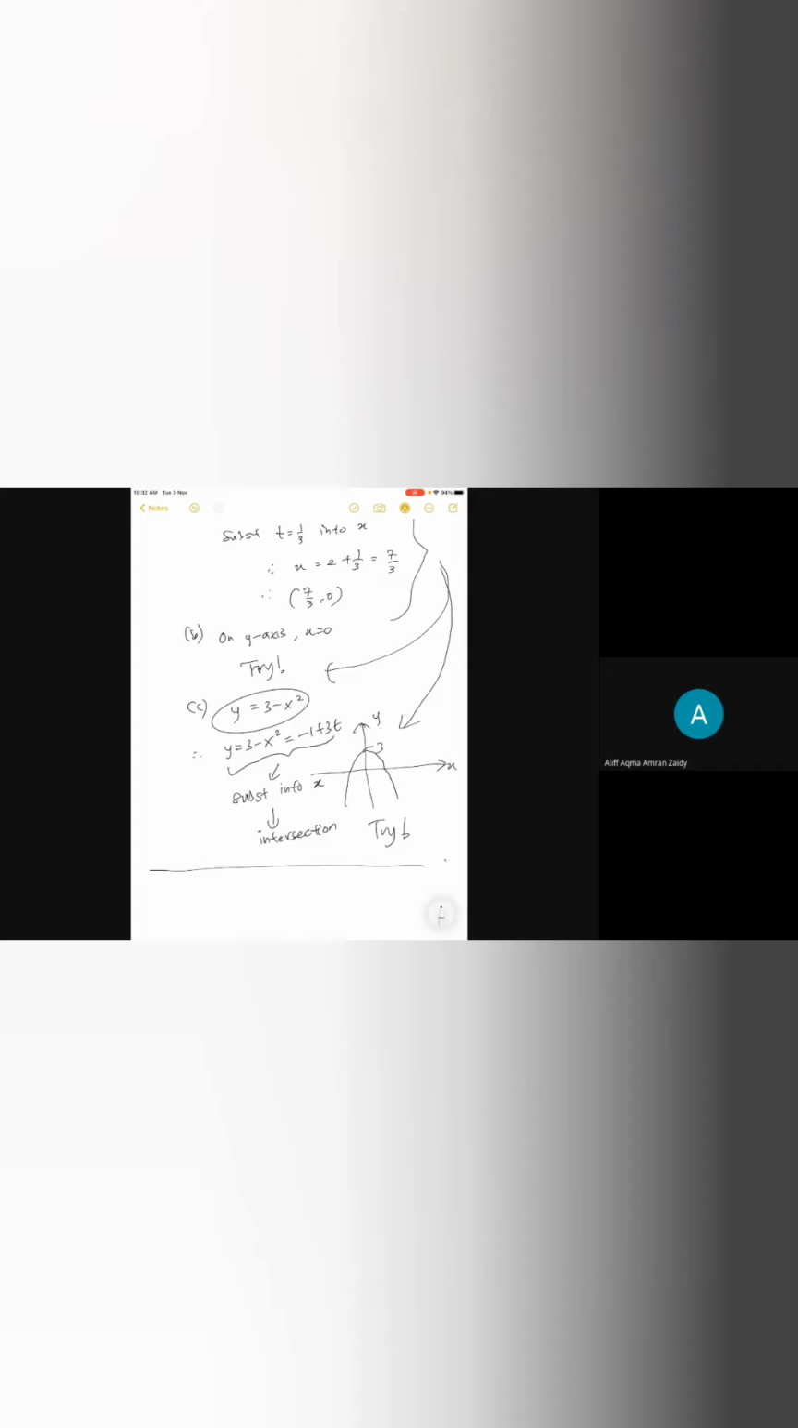Dia ada 3D kan? Okay, 3D dia memang ada kemungkinan dia tak intersect. Kalau 2D, kalau dia tak parallel je, dia memang akan jumpa. Sebab 3D kita ada ruang 3D yang luas kan. Okay, walaupun garis tu tak selari, dia tak akan berjumpa. So bila dia tak jumpa, dia tak selari, itu yang kita panggil skew.